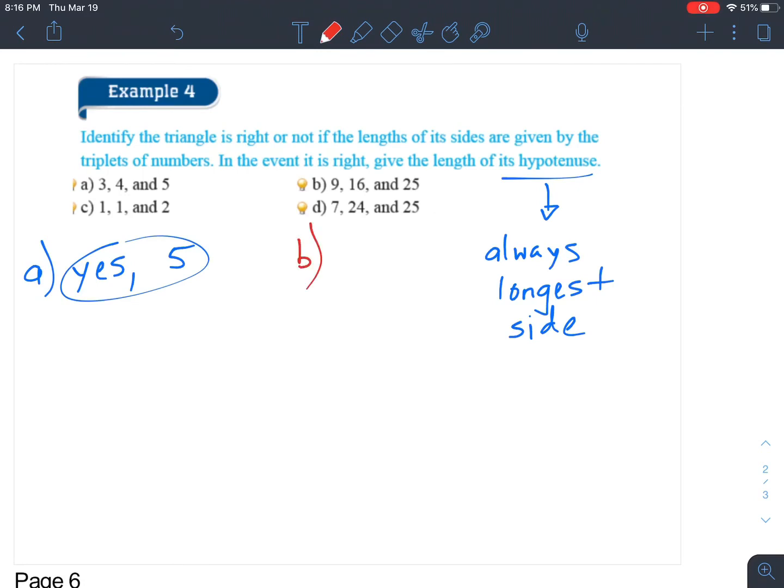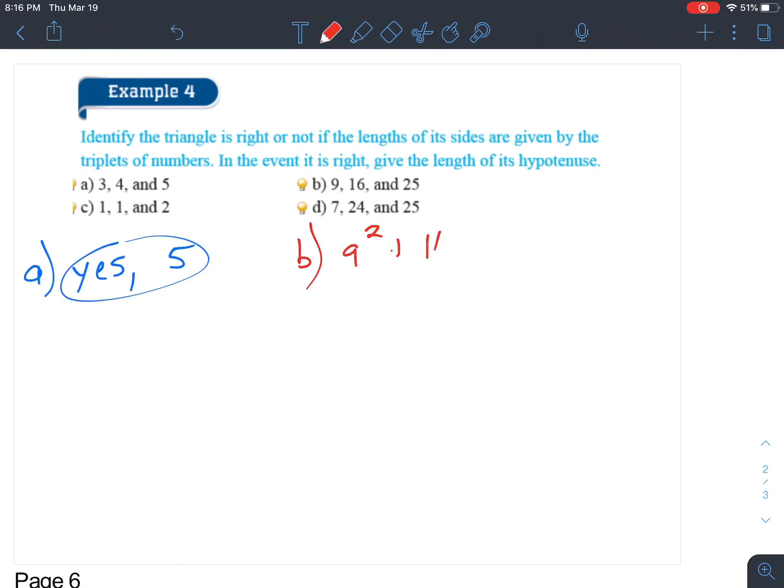Next one then, B. Oh, I should probably go in the same order that we have them here. So B. So we have 9, 16, and 25. Well, an easy way to check would be to try to divide all of these numbers by the same value and see if we can get to one of the Pythagorean triples. And I'm noticing that that's not going to be possible. 9, 16, and 25, that's actually 3 squared, 4 squared, and 5 squared. So that's giving me an idea that this is not going to work.